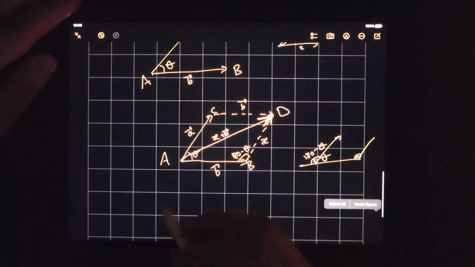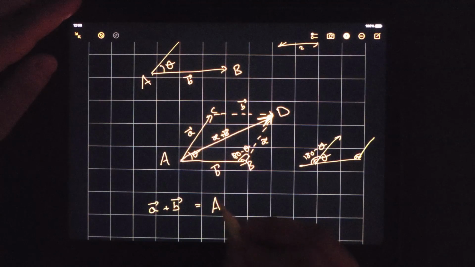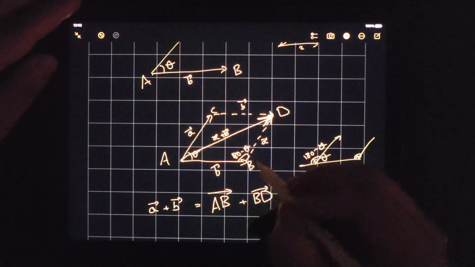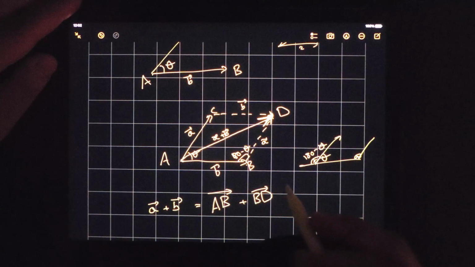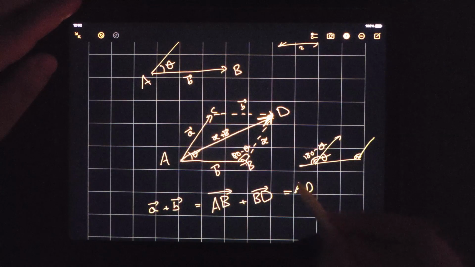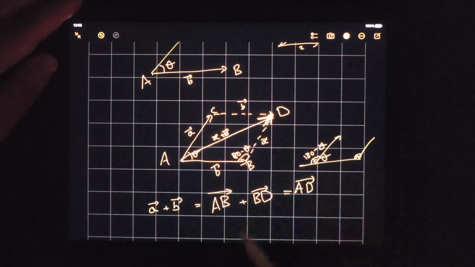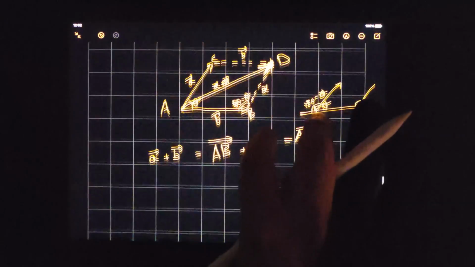So we can actually write out A plus B is equal to the vector AB plus B to D, which is from here to there, equal to a new vector A to D, which is that middle one there. So what else can we do?